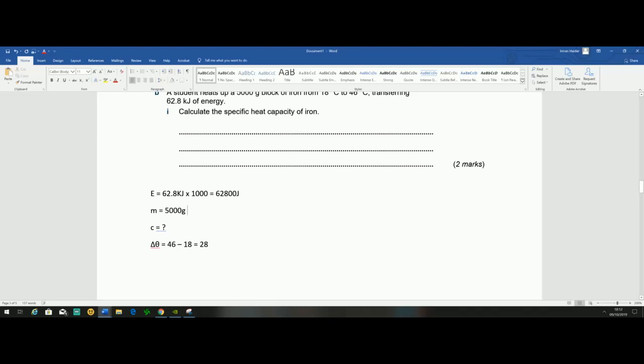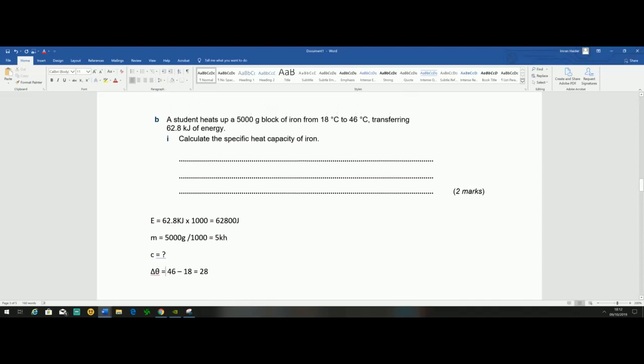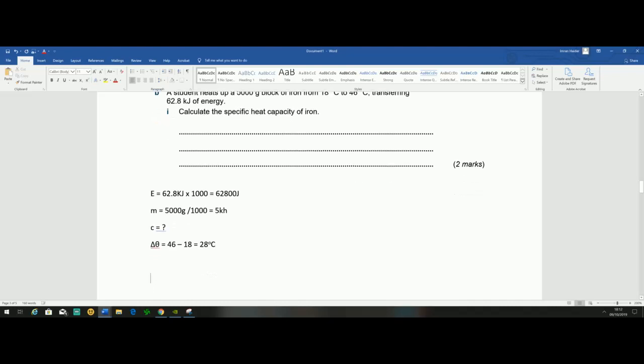Right, 5,000 grams, we're not happy with that, we need that in kilograms, so we're going to divide that by 1,000. And then of course we've done our temperature change because our initial was 18, 46 was the final, so we subtract it to get 28 degrees Celsius.